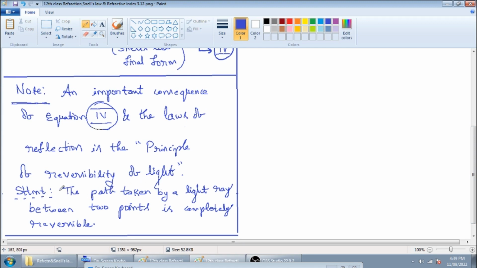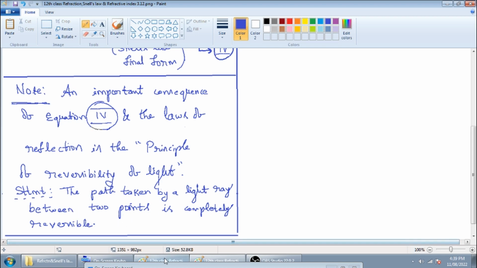Now this is almost the same statement I have mentioned here. Just observe here, it's almost the same, but it's much simpler. You see, just one sentence, about 2 lines. The path taken by a light ray between 2 points is completely reversible. So this is the simplest possible statement, so that's why I have given this as the final statement of the principle of reversibility of light. The path taken by a light ray between 2 points is completely reversible.